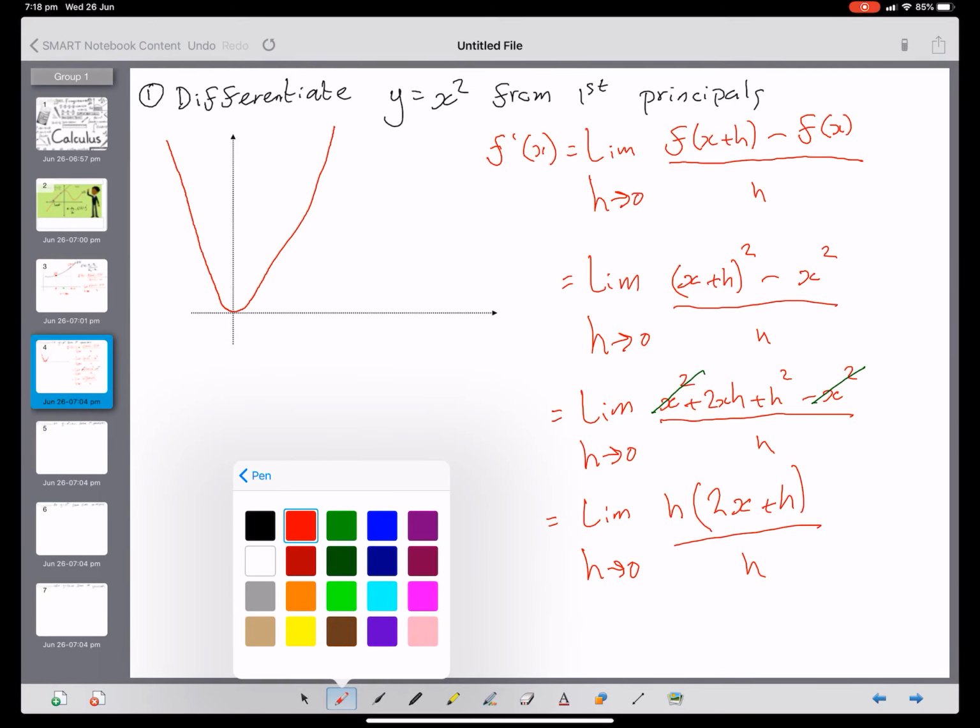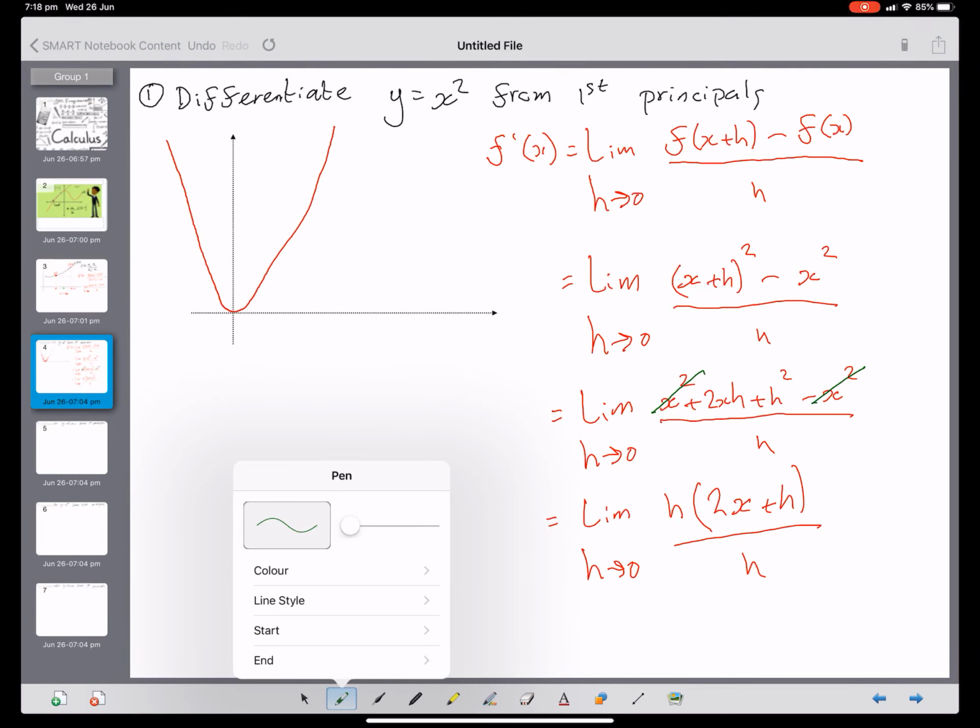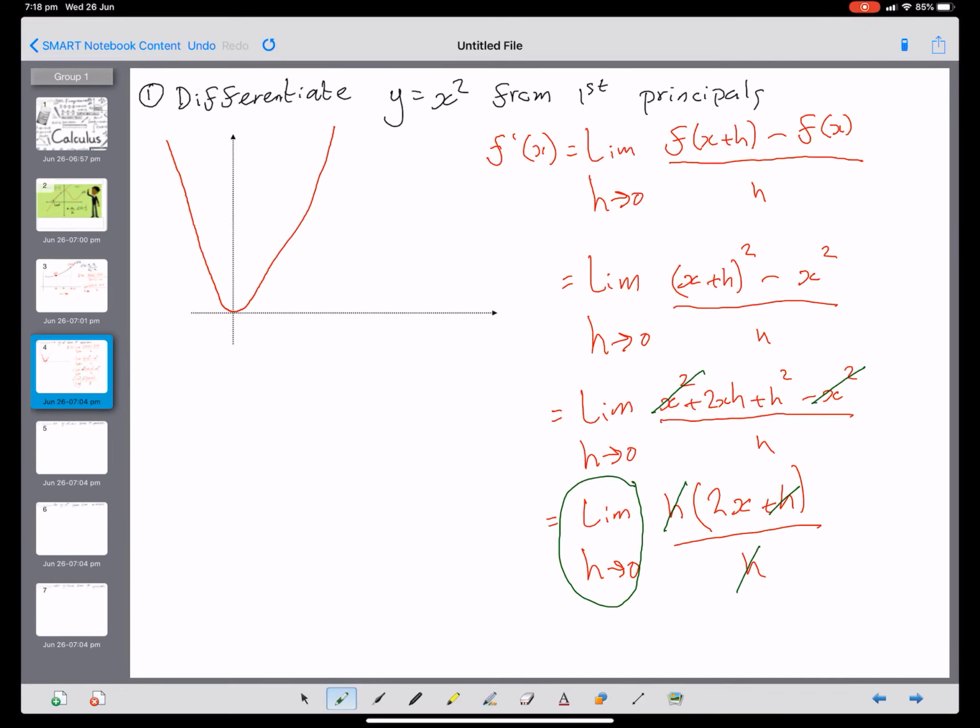So these cancel. And now we do our limit. We limit h to 0. Let's do that then. And then we are left with 2x. Now let's write down what this actually means.